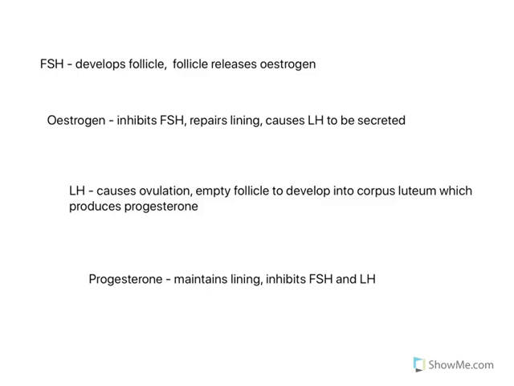If the egg is fertilized, the corpus luteum still degenerates, but the placenta will take over and make progesterone instead. So the progesterone is then made by the placenta, and so the FSH and LH remain inhibited throughout pregnancy.